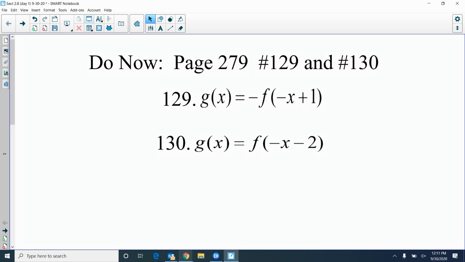How is that different than the actual g of x on there? The actual g of x doesn't start all the way over at 3. Where does it start? It starts at 1. So that means there's a shift involved. But you have to shift it before you reflect it.